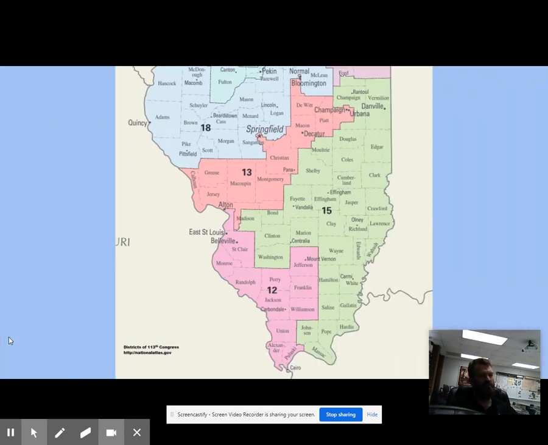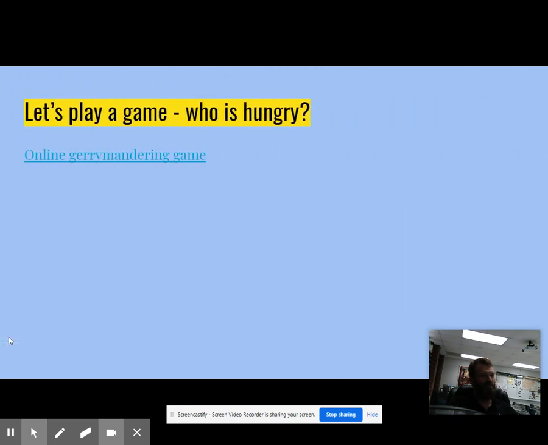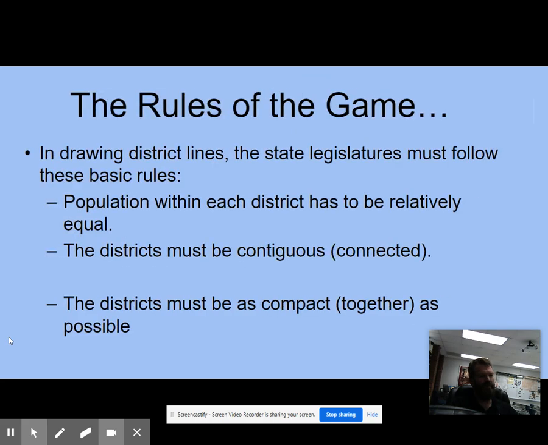Okay, so these are more pictures of districts. This is Illinois legislative districts. The red is the Senate districts, and the other ones are the House districts. You can see again, Chicago, the blue is the House district. Chicago dominates because of the population. So this is the game you played, and we'll do a little bit more about that.